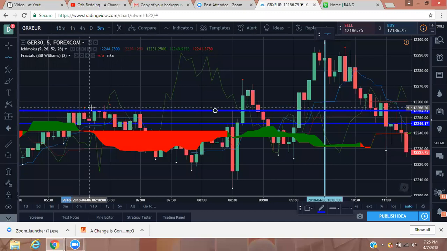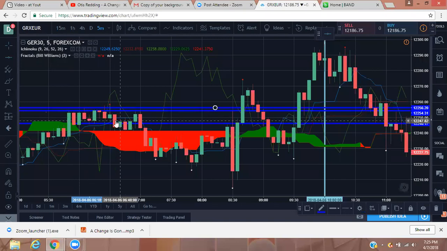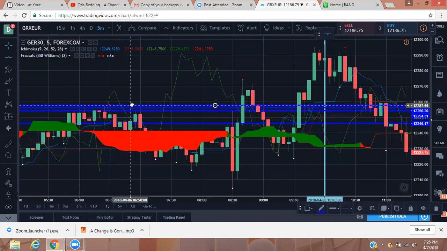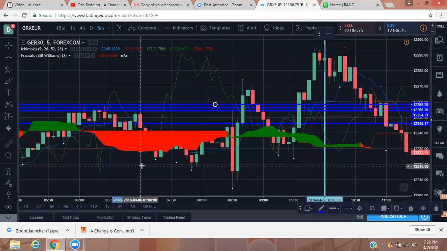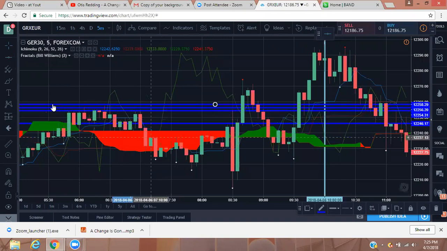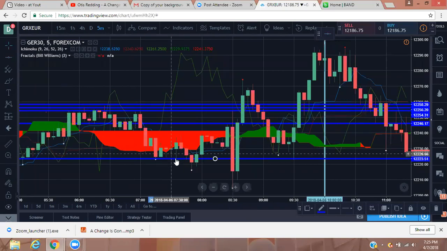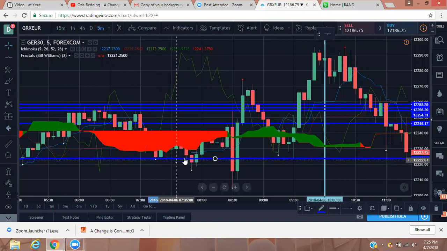So right here at this fractal, you got your 30 pips. And then you place a buy stop at this fractal, and that wouldn't have put you in, so you wouldn't have lost or made any money. So now you wait until another fractal pops up, like right here. Boom, and you place your sell stops right there, and you would have made your 30 pips.